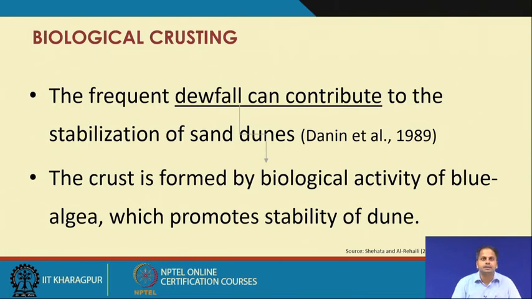Then biological crusting. In regions where frequent dewfall is observed, this frequent dewfall can contribute to the stabilization of sand dunes. The available moisture from this frequent dewfall can be a source of moisture for the formation of biological crust. These crusts are formed by the biological activity of blue algae, which can promote stability over the dunes.